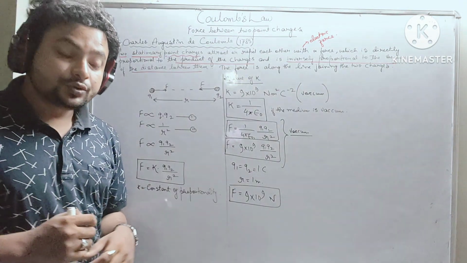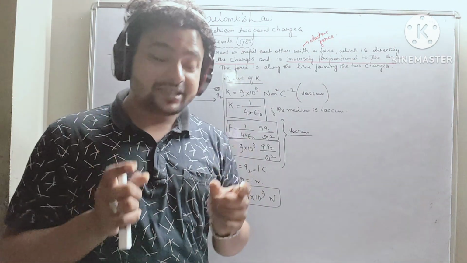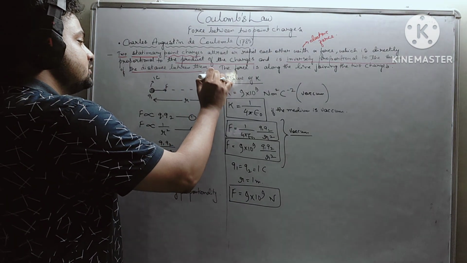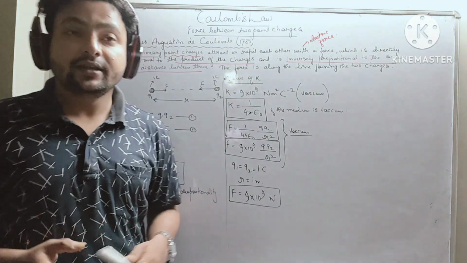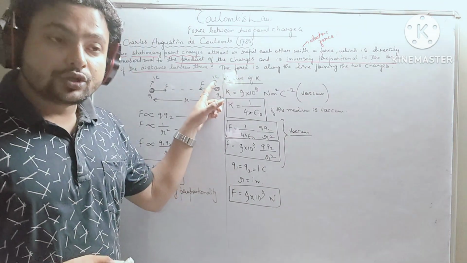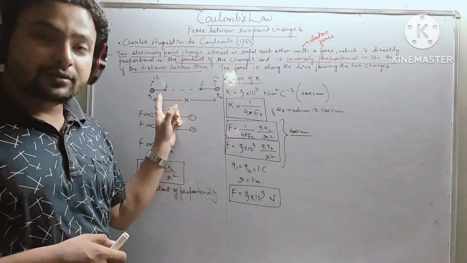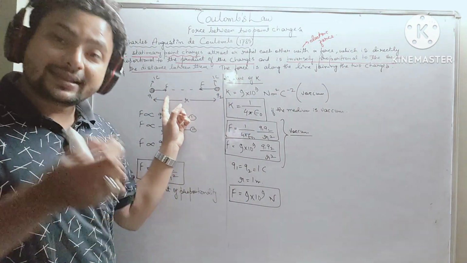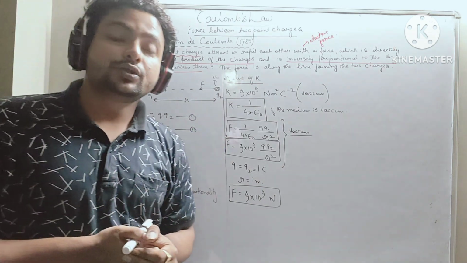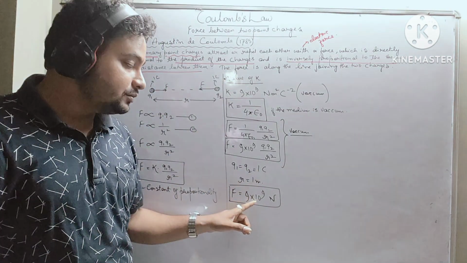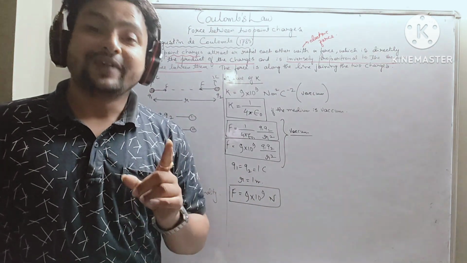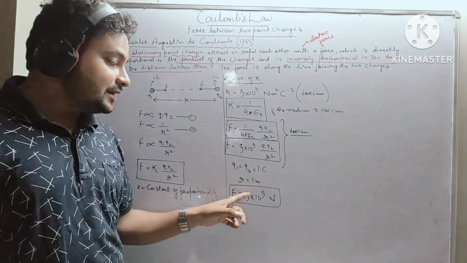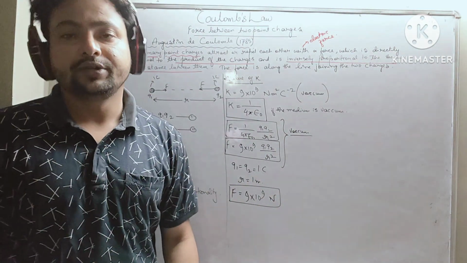Now how can we define 1 coulomb? 1 coulomb is that charge which, when placed at a distance of 1 meter from another similar charge, another 1 coulomb, is going to attract or repel it with a force of 9 into 10 to the power 9 Newtons. Of course, there has to be vacuum between them.